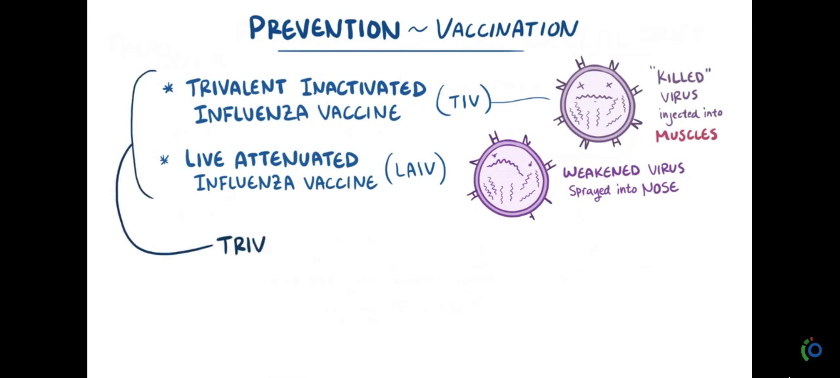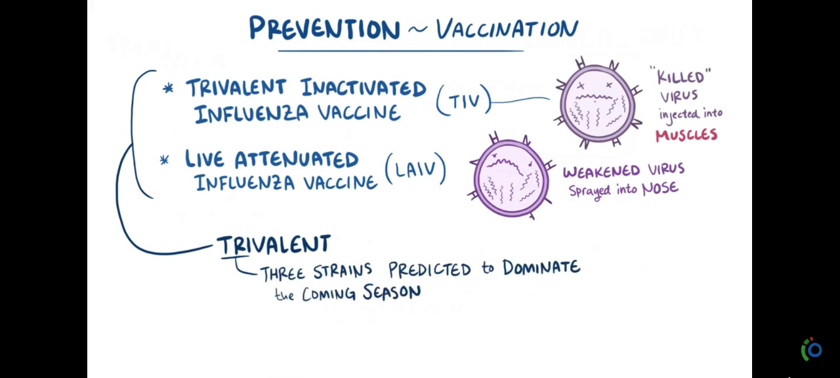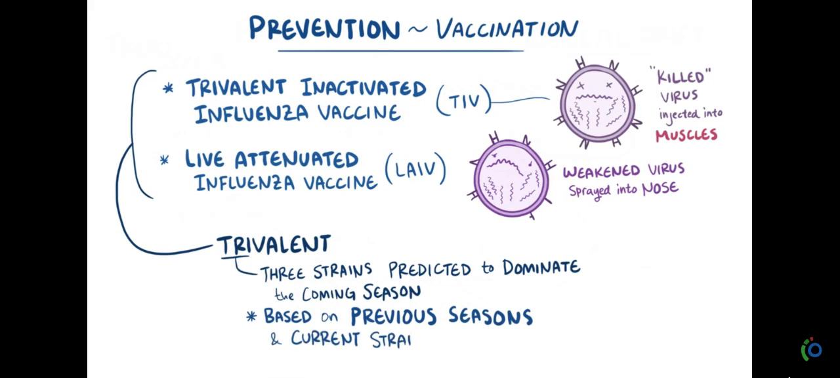Both of these are actually trivalent, meaning they have a mixture of the three strains that are predicted to be the ones that'll dominate the coming season. This prediction is based on what strains typically dominate year after year, like H1N1, H3N2, and influenza B, as well as real-time data on which strains are circulating during the winter season on the other side of the planet, since these ones are likely to spread and cause trouble.